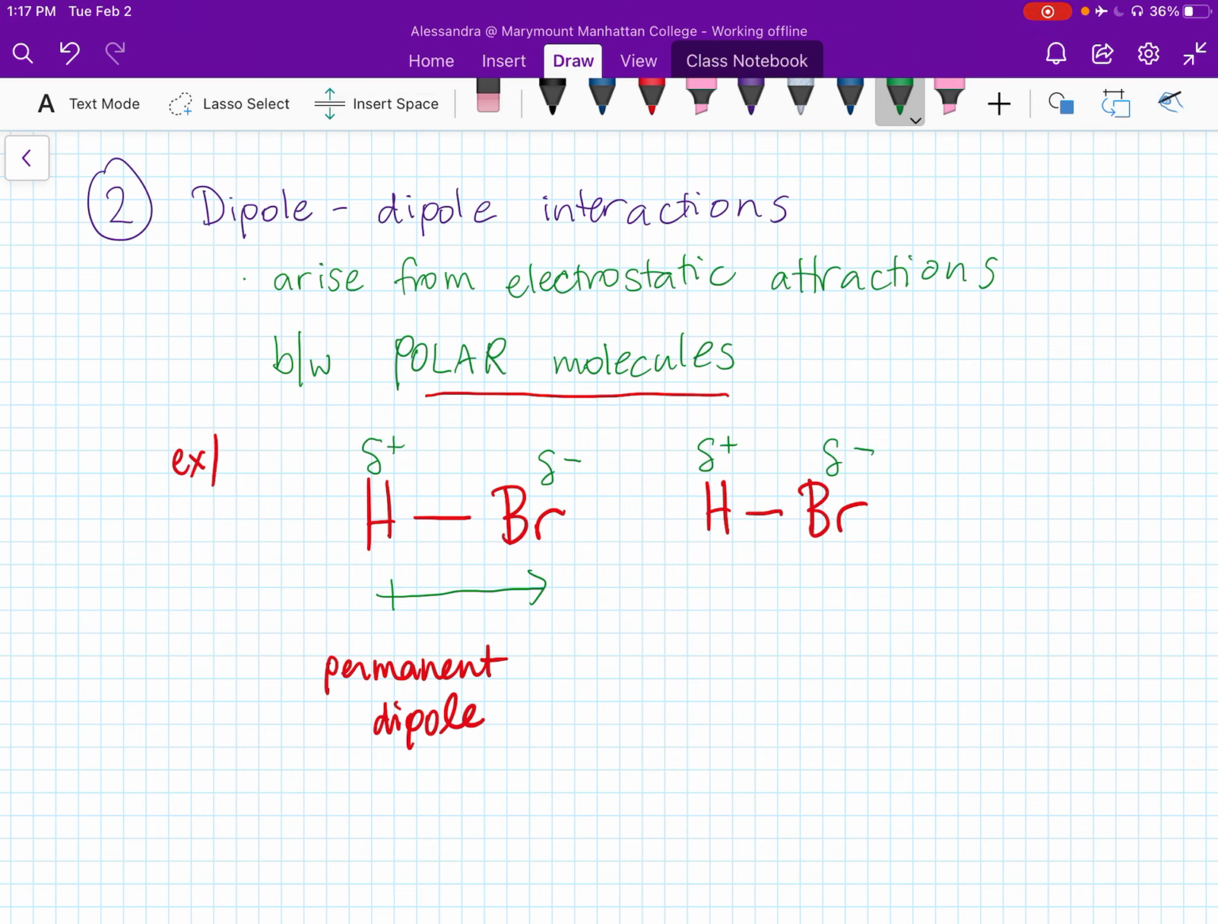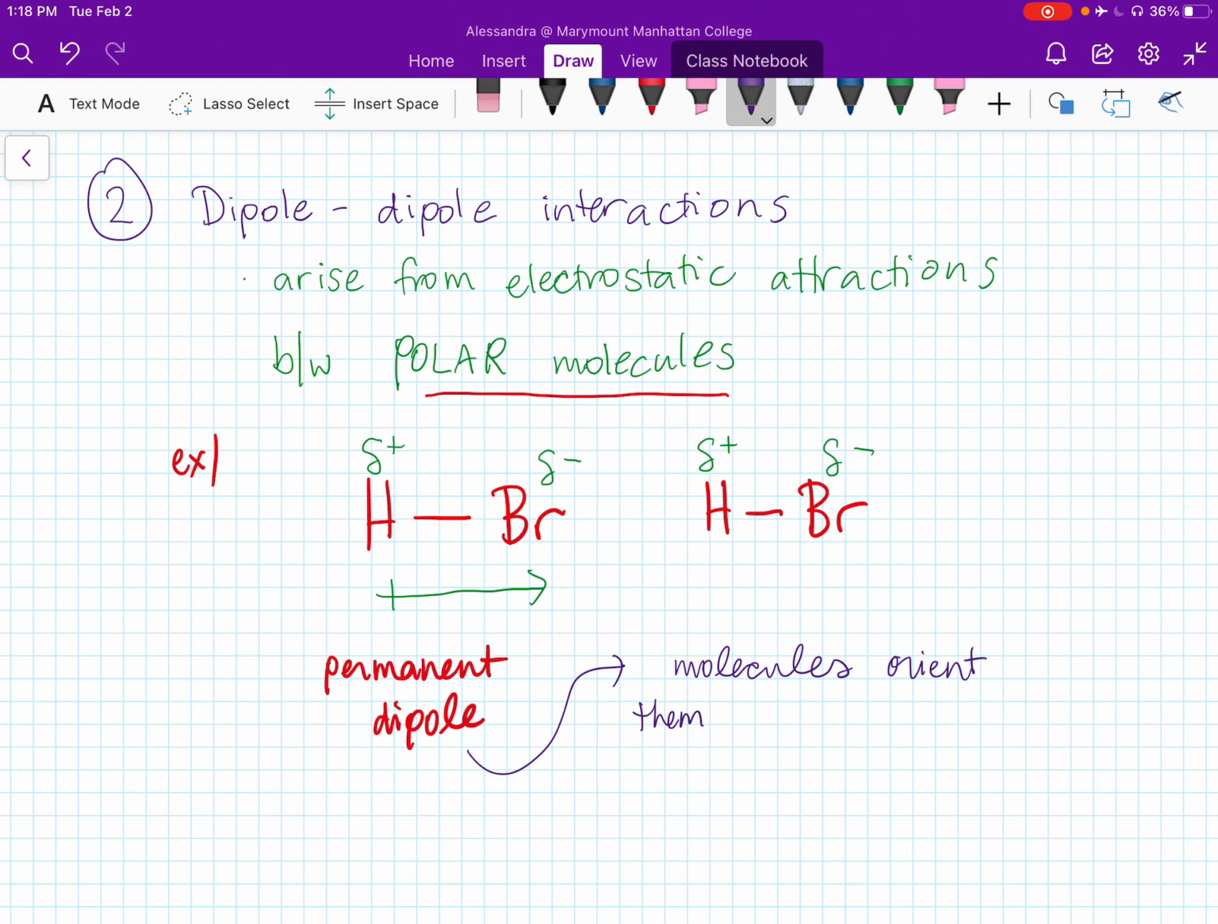So the permanent dipole means that molecules orient themselves, position themselves, to maximize the attraction of opposite charges. That's called electrostatic attraction. The attraction of opposite charges is called electrostatic attraction.